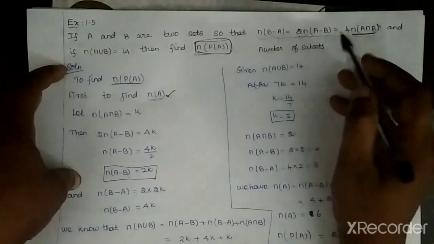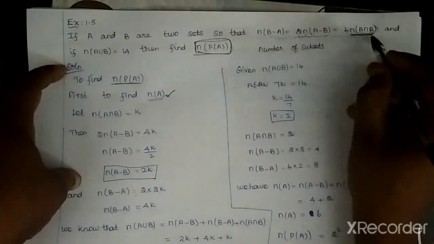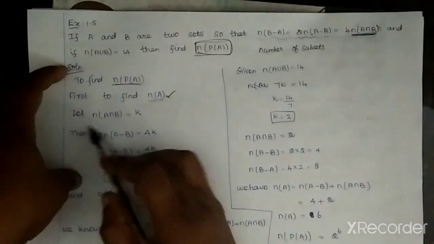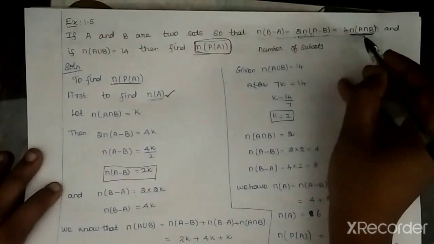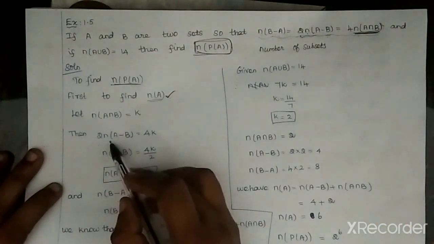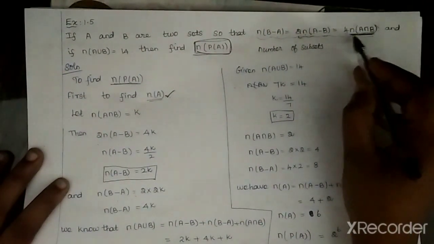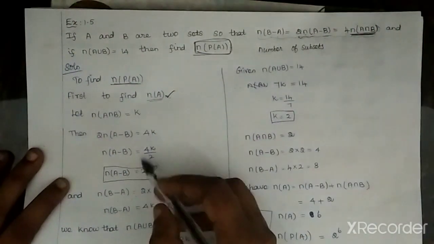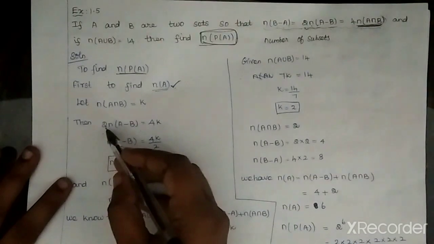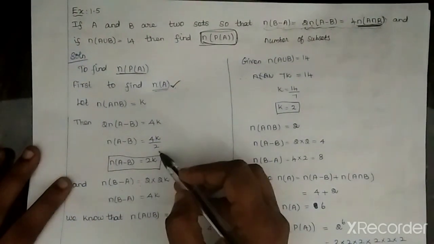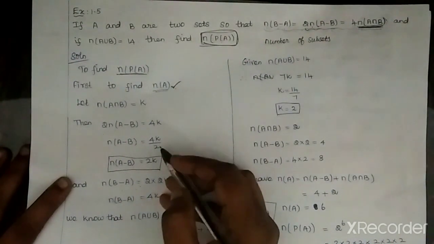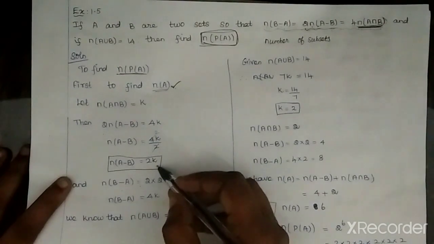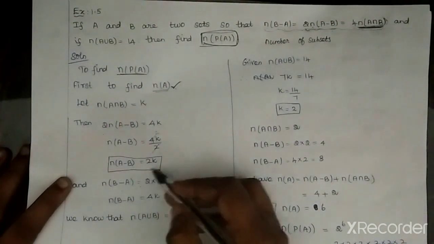Three values are equal. So we have to take n of A intersection B as K. Okay, let n of A intersection B equal to K. Then we have to compare these two. 2 into n of A minus B equal to 4 into n of A intersection B, which is K, so that is 4K. Then next line, 2 is multiplication, so on the right side it becomes division. So n of A minus B equal to 4K by 2. Cancel these two values, we get 2K. So n of A minus B equal to 2K.